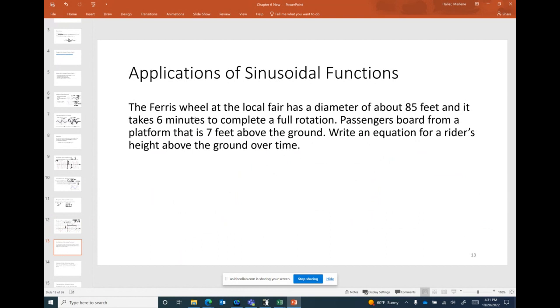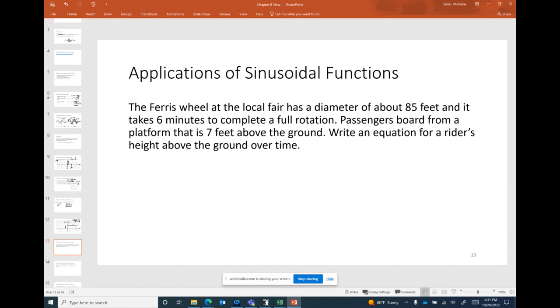Anyway, the application here involves a Ferris wheel. It has a diameter of about 85 feet, and it takes 6 minutes to complete a full rotation. Passengers board from a platform that's 5 feet above the ground. Write an equation for a rider's height above the ground over time.